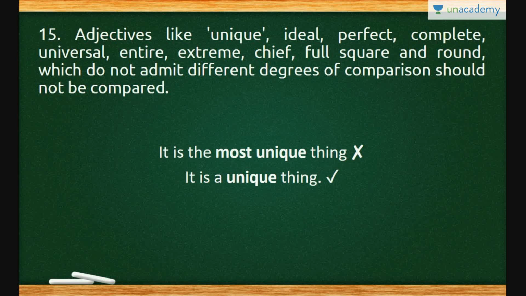So, it is the most unique thing is wrong. You would say it is a unique thing. Similarly, you don't say he is the most ideal person for me, or he is the most ideal match for me. You would say he is the ideal match for me.